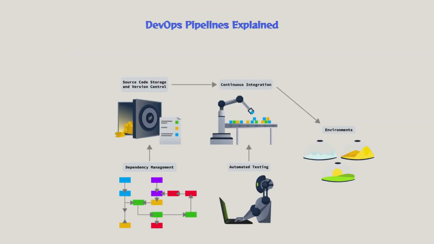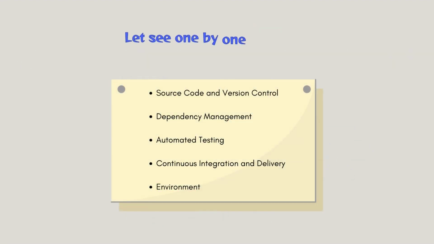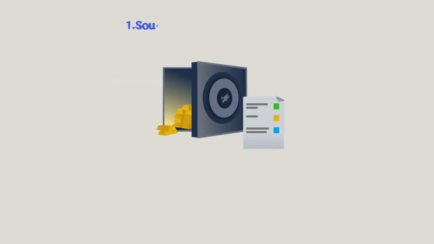DevOps pipelines explained. The diagram below shows what a typical pipeline can look like, as well as the software that could be used for this purpose. Let's see one by one in order. 1. Source code and version control. 2. Dependency management. 3. Automated testing. 4. Continuous integration and delivery. 5. Environment.